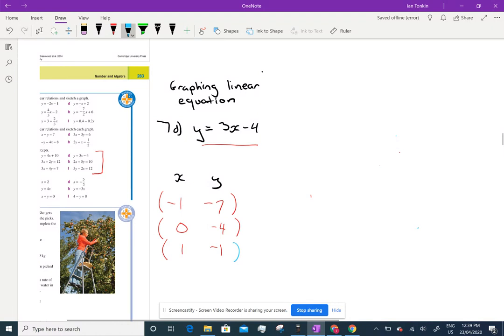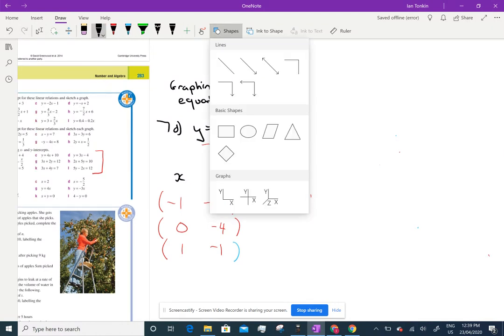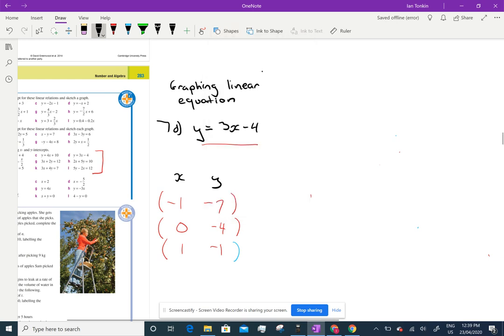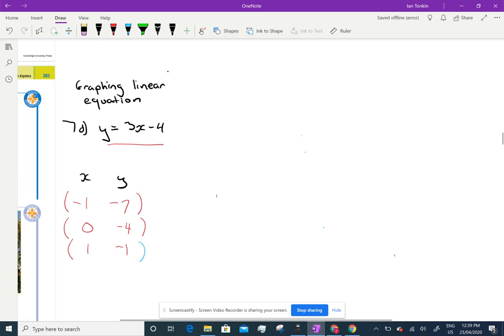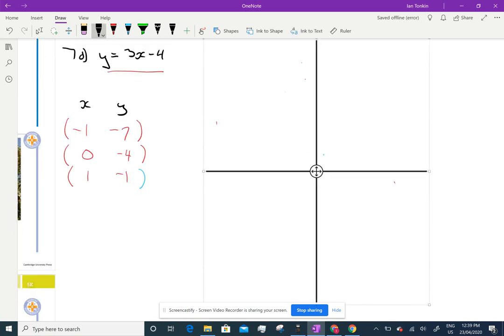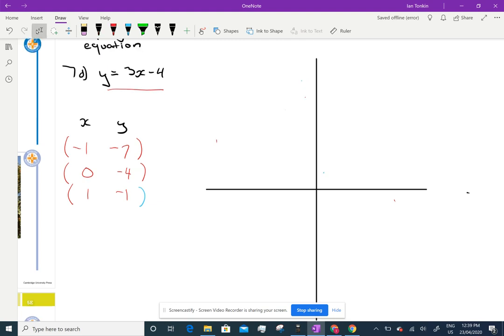Well, then I go, and this is why this method is hard, because to be accurate, you need to have grid paper or something very close to grid paper and be very accurate. It's going to be hard because I'm using OneNote, and I know I've got a ruler up there, but I haven't got the exact amount, so I'm going to be doing it by eye, which is not a good way. So I've got -1, 0, and 1.